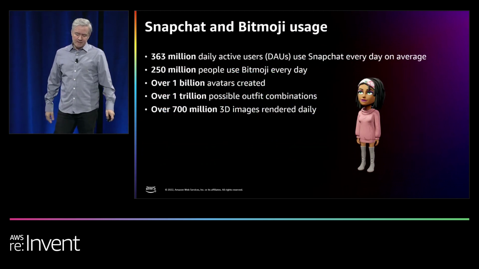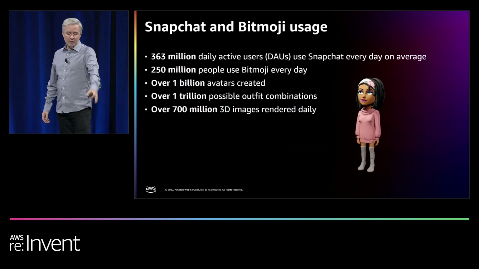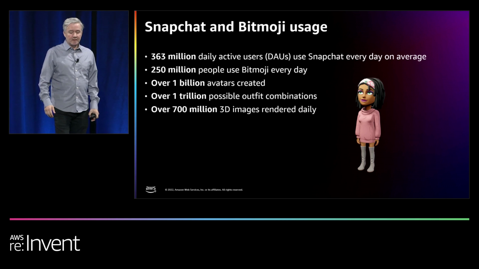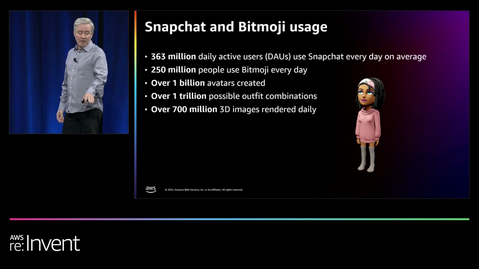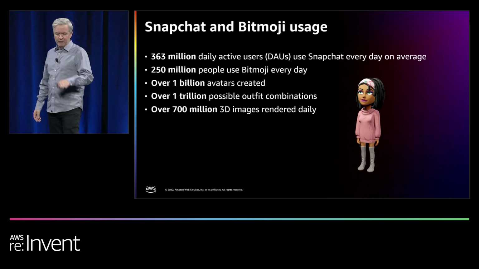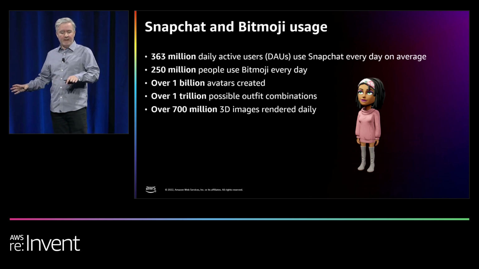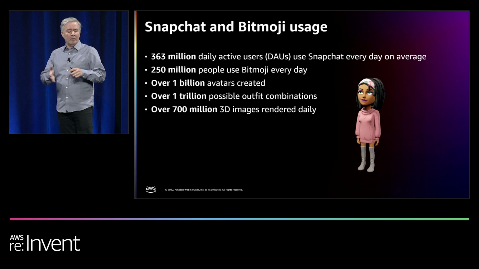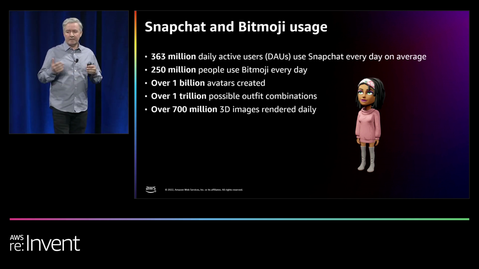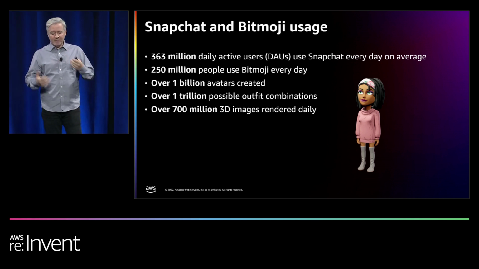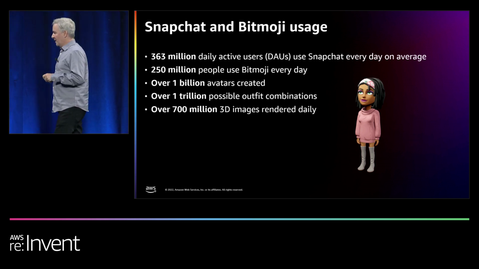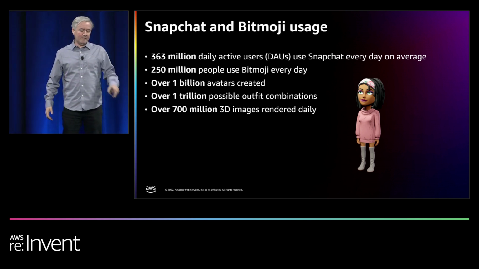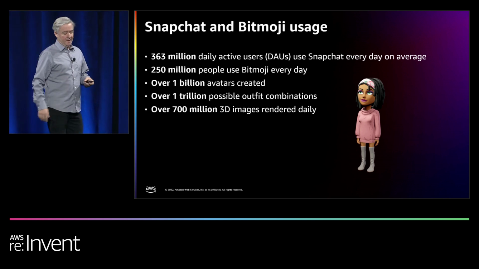So a couple of numbers. You can see here we have more than 360 million daily users. 250 of them are using Bitmoji dailies. We have over 1 billion avatars already created on the system. And you can do almost over 1 trillion possible outfit combinations by changing all the aspects of the avatars. And right now, using AWS GPU instances, we render more than 1,700 million 3D images every day for the users.